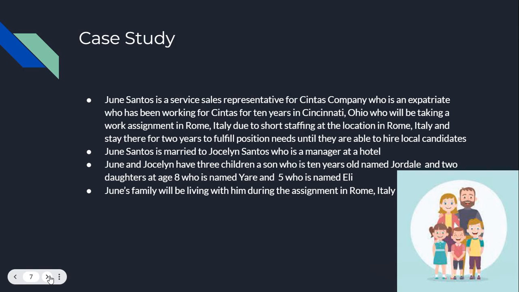He will stay there for 2 years to fulfill position needs until they are able to hire local candidates. June Santos is married to Jocelyn Santos, who is a manager at a hotel. June and Jocelyn have 3 children, a son who is 10 years old named Jordell, and 2 daughters, age 8 named Yade, and 5 named Ellie. June's family will be living with him during the assignment in Rome, Italy. The wife will be unemployed during this process to take care of the house and the kids, and the kids will all be in schools.